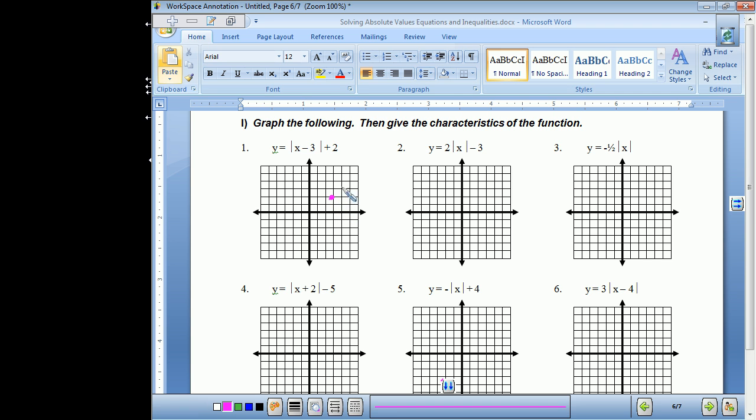The absolute value of 1 is 1. The absolute value of negative 1 is 1. The absolute value of 2 is 2. The absolute value of negative 2 is 2. Does that make sense?